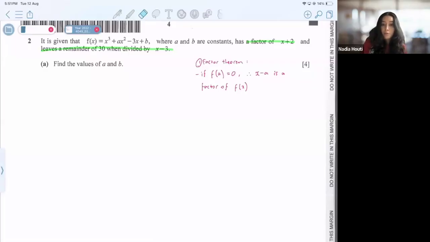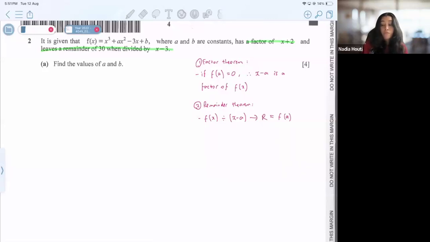So firstly, the factor theorem tells you that if f(a) equals 0, you can conclude that x minus a is a factor of f(x). Next, according to the remainder theorem, if f(x) is divided by x minus a, you will get a remainder that's equal to f(a). Okay, so let's apply these theorems to this question.